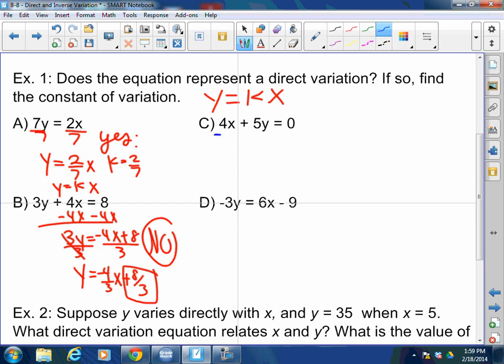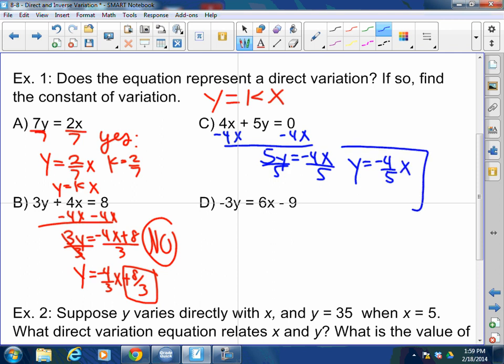C. Subtract 4x to both sides. 5y equals negative 4x, divided by 5. Y equals negative 4/5 x. That is a big fat yes. What's my k here in this case? Negative 4/5. Very good. Very good.